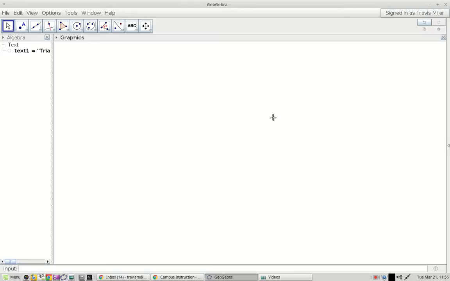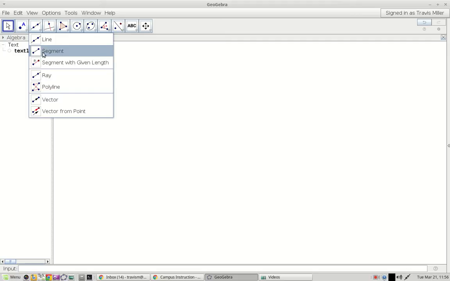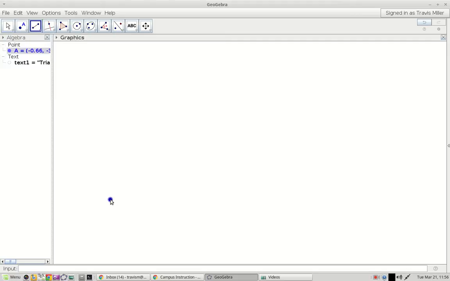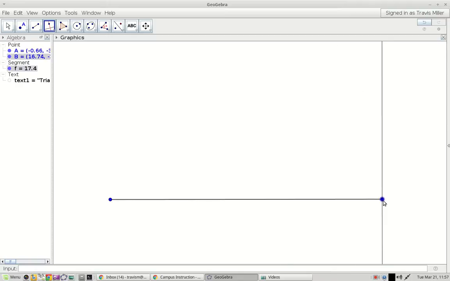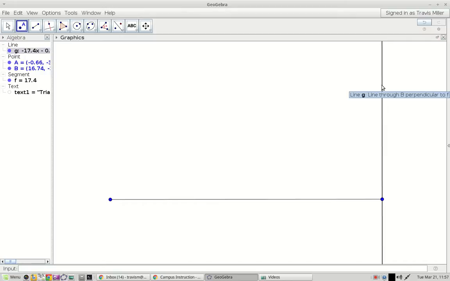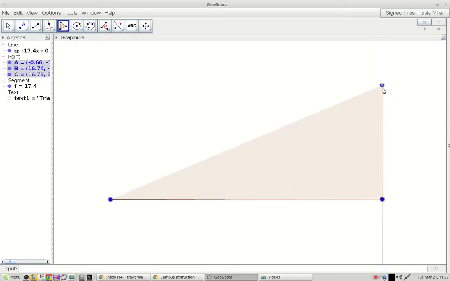So, the first thing I want you guys to do is create a right triangle. This whole little course is going to be on right triangle similarity. First thing we need is the side of the triangle. Then we need to create a right angle with a perpendicular line through a point. You throw a point onto this side, and now you can create a right triangle.